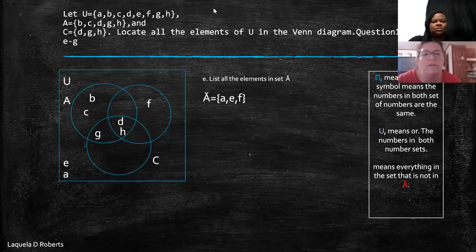This is 1E through G. Give you the clicker. Okay, there you go. All right.